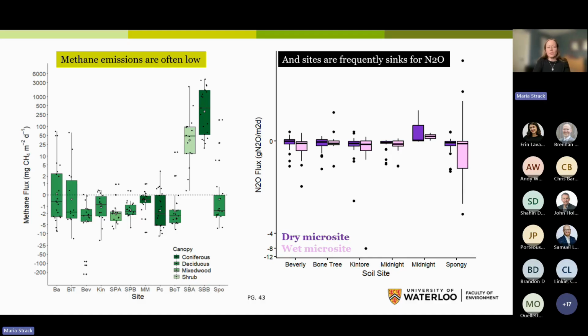On the left, I'm showing all the methane measurements that were made across those 12 sites. And aside from 2 sites, all the sites actually were net sinks, taking up methane from the atmosphere. And compiling data on nitrous oxide across those sites, we also see low emissions and actually a sink most of the time for nitrous oxide. So we're really seeing that potential for climate cooling in these swamp ecosystems.